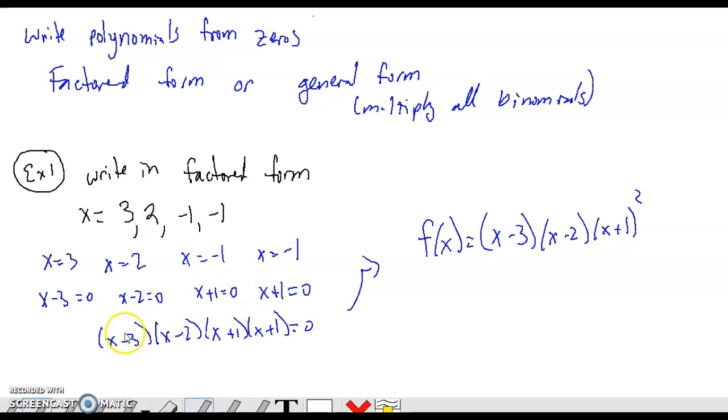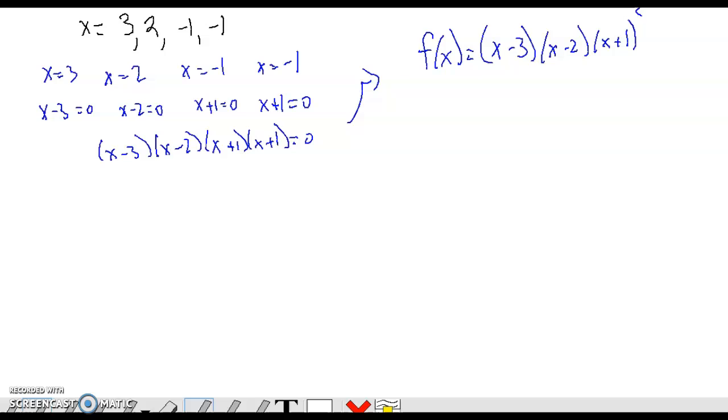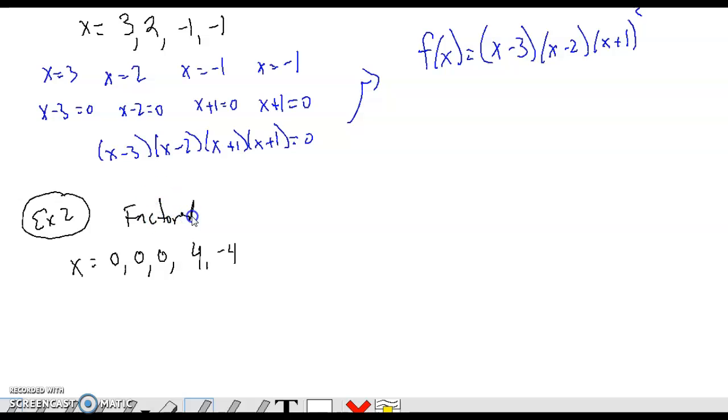All right, so let's try another one like this. Example number 2. Here are our zeros. x is equal to 0, 0, 0, 4, and -4. And we'll still write this one in factored form. Again, we say x equals 0, x equals 0, x equals 0, x equals 4, x equals -4.